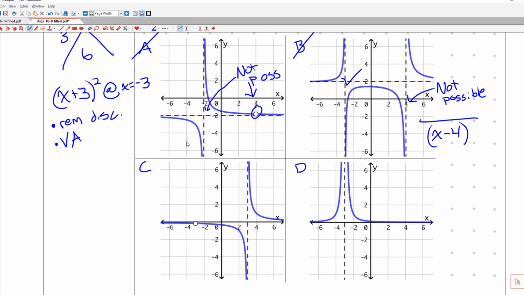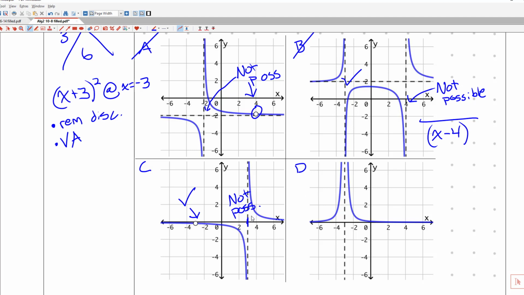Let's do C. I have a removable discontinuity at -3, which is possible. Remember, I have a removable discontinuity or vertical asymptote at x equals -3, and that's good, so I'll say check mark. But again, I have a vertical asymptote at 3, which is not possible, and I feel like I'm repeating myself over and over again. If I am making too much sense, then please speed up the video.